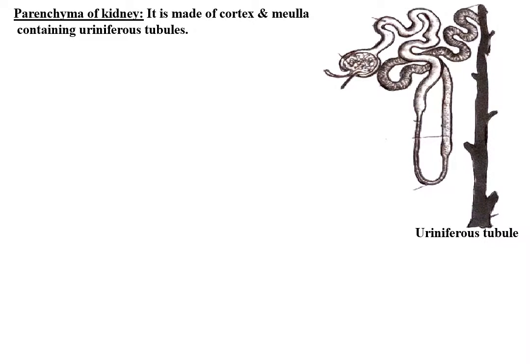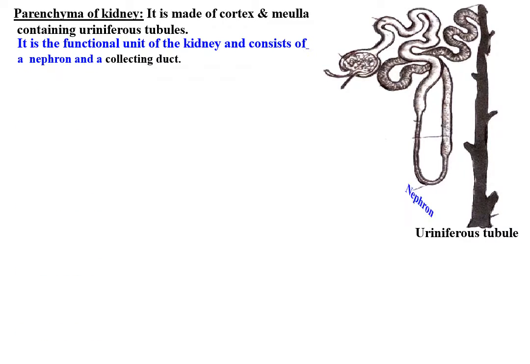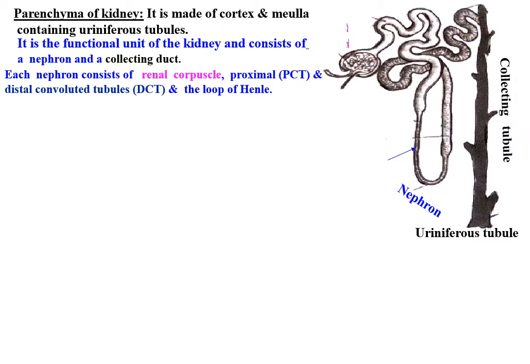Parenchyma of the kidney is made of cortex and medulla, containing uriniferous tubules. Uriniferous tubule is the functional unit of the kidney and consists of a nephron and a collecting duct. Each nephron consists of renal corpuscle, proximal and distal convoluted tubules, and the loop of Henle.